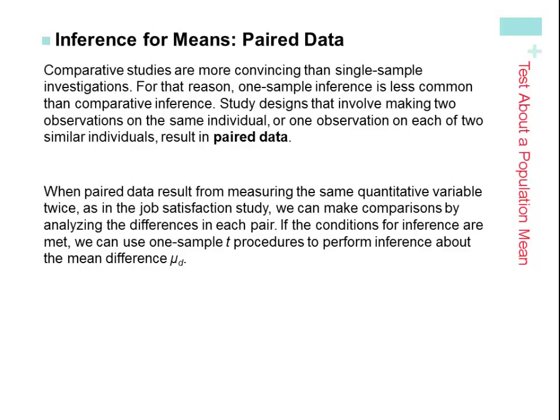If the conditions for inference are met, we can use a one-sample t procedure to perform inference about a mean difference, noted as mu sub d. And we would proceed using our one-sample method that we've already done. These methods, however, when we're pairing data like this, are sometimes referred to as paired t procedures. Let's look at an example.